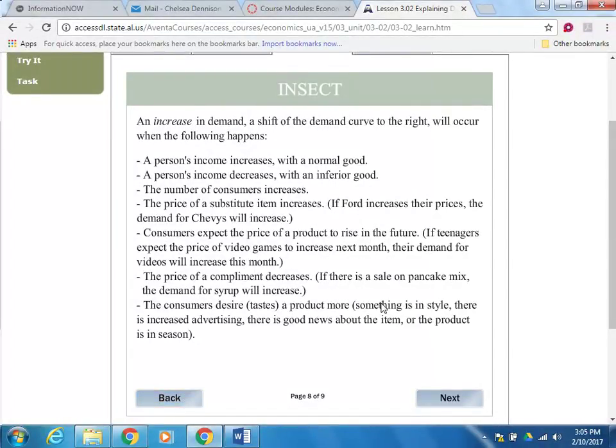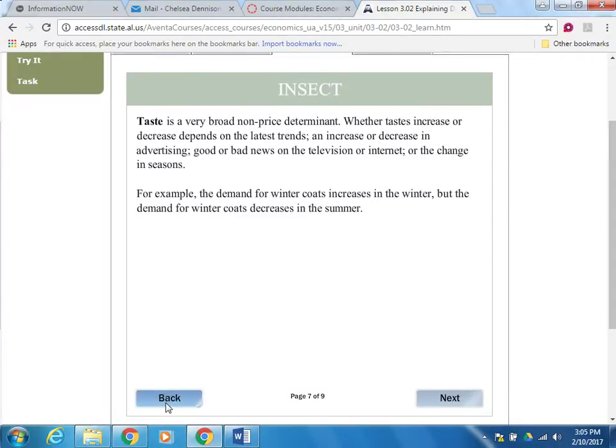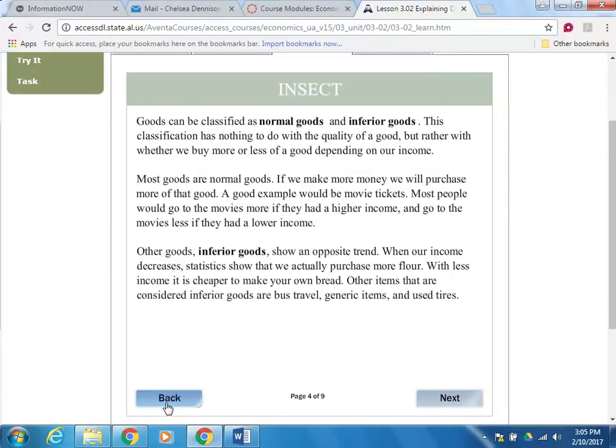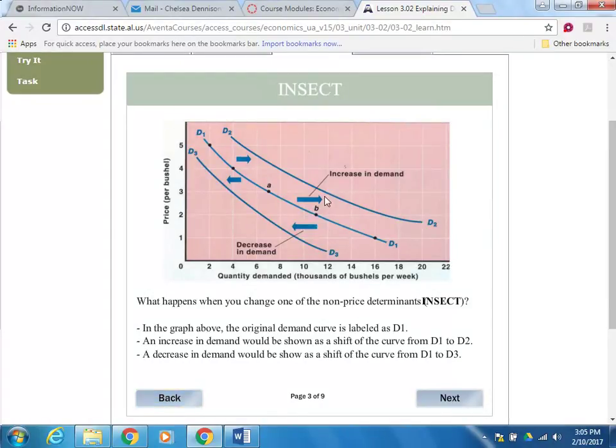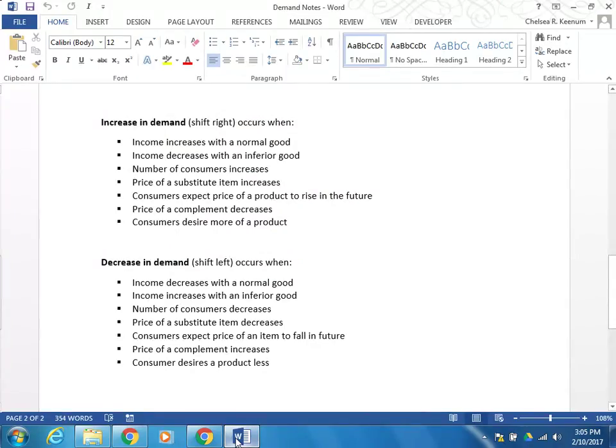Okay, so an increase in demand, which means the demand curve is going to shift to the right. I'm going to go back to the picture and just pull up the information on my notes. So an increase in demand shifting to the right is going to happen when you have an income increase and you're talking about a normal good. Okay, so if the question says something like income increases, what's going to happen to movie tickets? Okay, the demand's going to increase because you have more income.